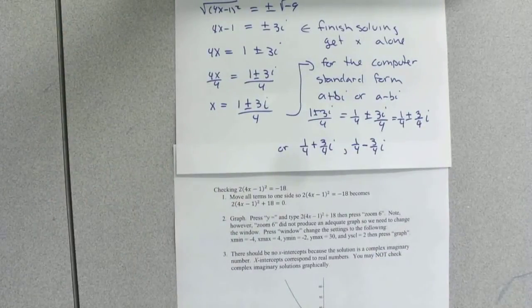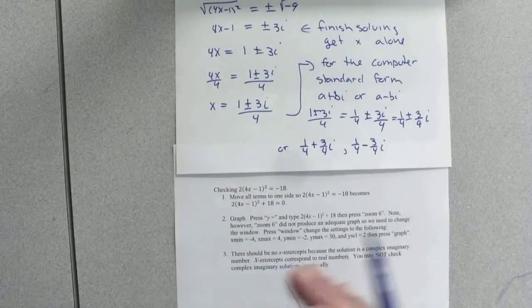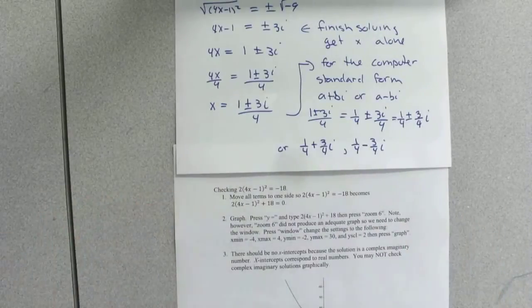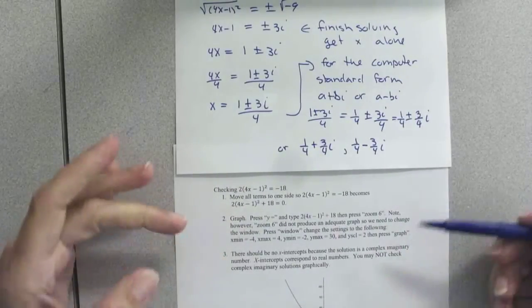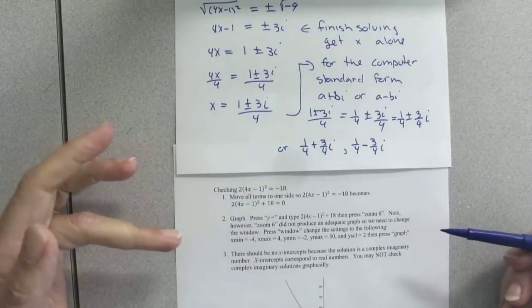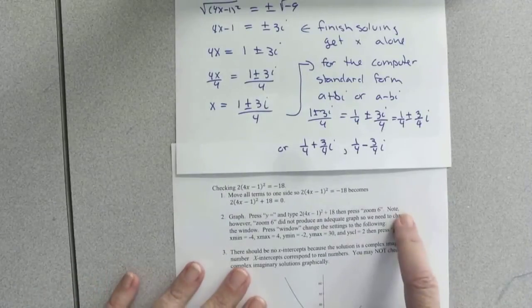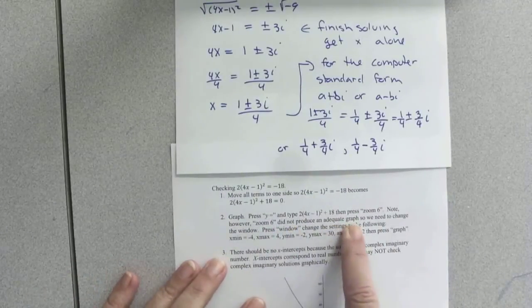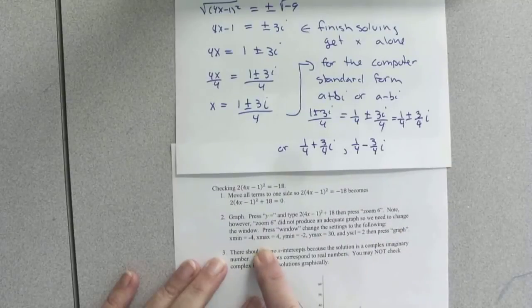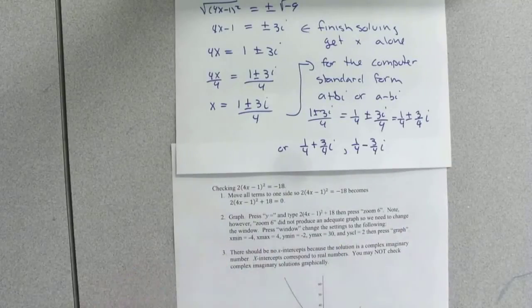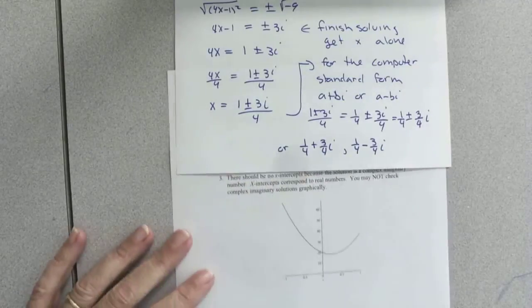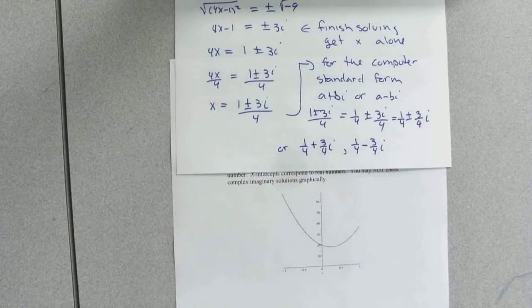So thinking about checking and trying to do the same things that we've done before, I'm going to set my equation equal to 0 just like I always do. Type in, then press y equals and type it in. And here there's more stuff that I have to futz around with, the window. I'm not going to go into great detail with it. But it says, note here, however, Zoom 6 did not produce an adequate graph, so we need to change the window. A lot of times you're just messing around with those numbers till you get a picture. So I messed around with it till I eventually got a picture that looked like that.